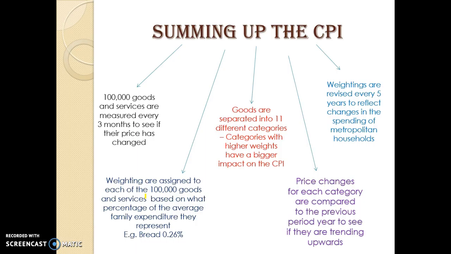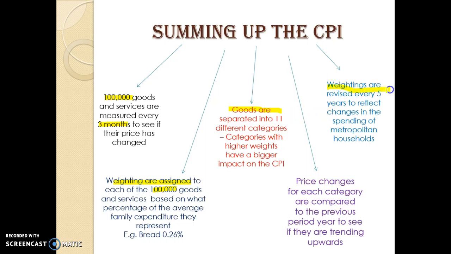Okay, so summing up the CPI, there are 100,000 goods and services included in the CPI, and they are measured every 3 months to see if prices have changed. We measure retail outlets. Weightings are assigned to each of the 100,000 goods and services based on what the average family spends on different products. Goods are separated into 11 different categories. Categories with higher weightings have a bigger impact on the CPI.